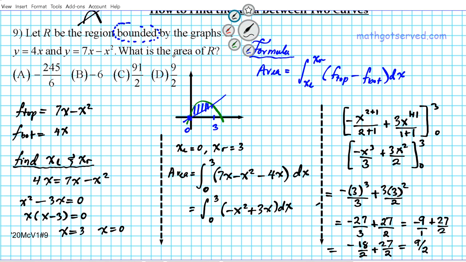All right, so ladies and gentlemen, this is basically how you find the area between two curves by applying the fundamental theorem of calculus part 1.